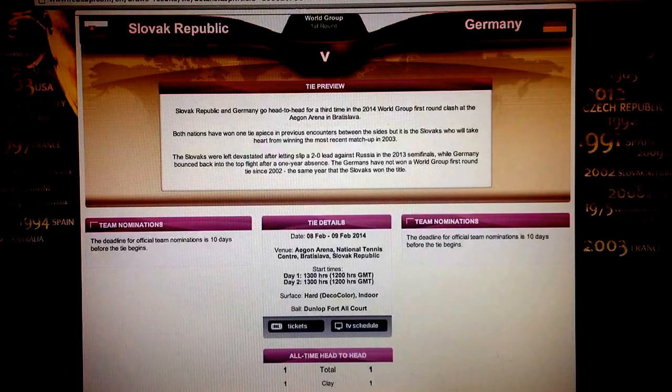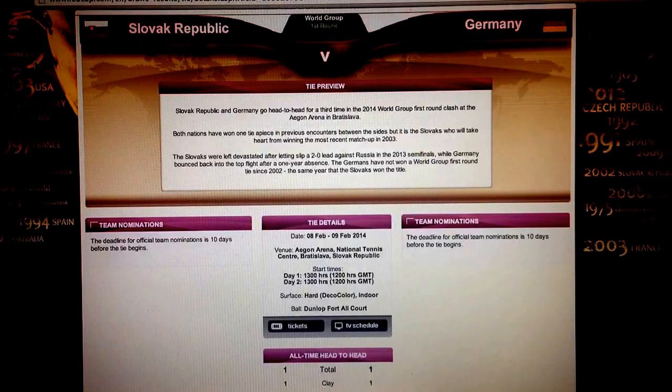And again, they have it, and it's in Slovak Republic. It's going to be on a Deco color, which is the hardest acrylic they use today. So they're going to put that over wood boards. That's the DecoTurf company. So that's a hard acrylic over the wood boards. You can make it slippery quick. They're going to use the Dunlop Fort all-court ball. That ball will stay a little lower. And Hantuchova, Rybarikova, they're going to love this.